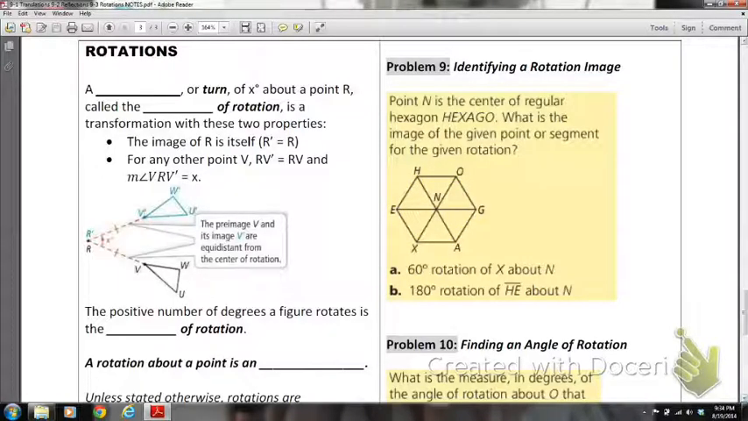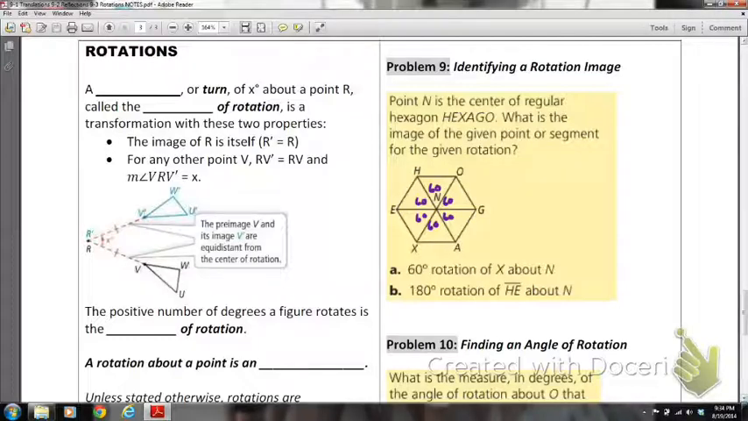That also tells us that if we were to go all the way around, we would have 360 degrees total. So that means that each one of these sections is 60 degrees. Okay? So that will help us with this problem.